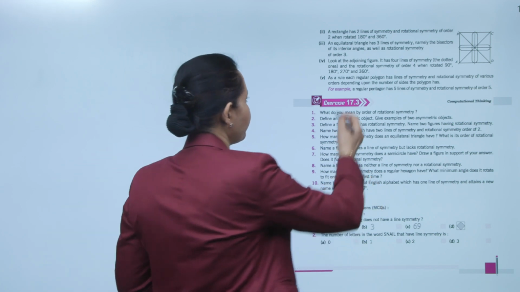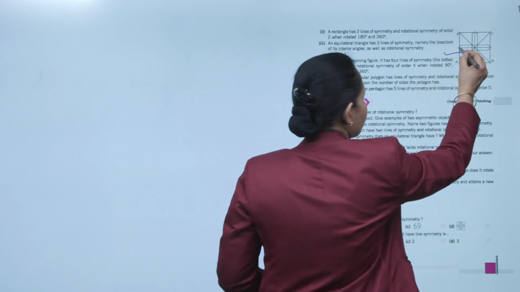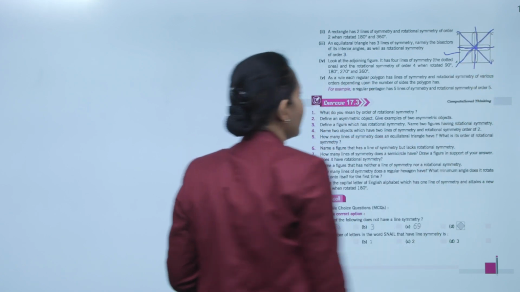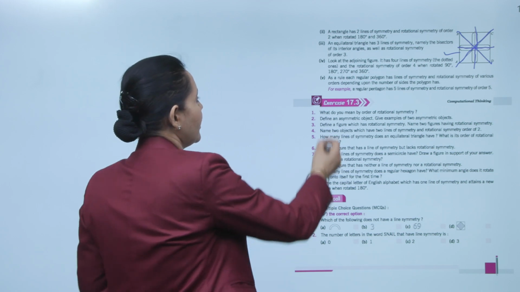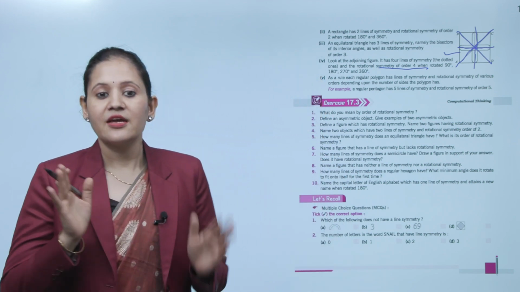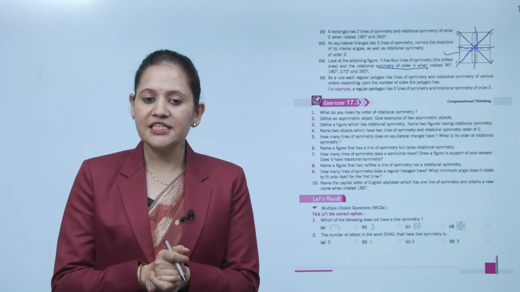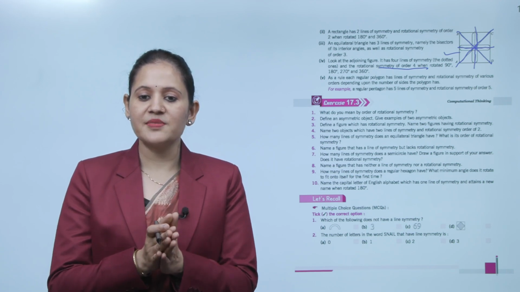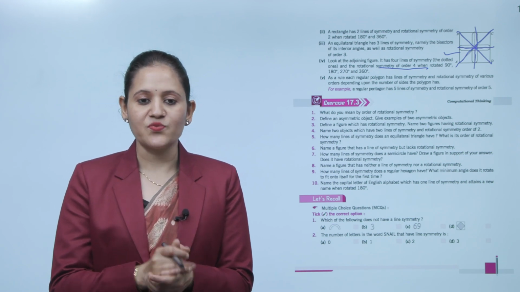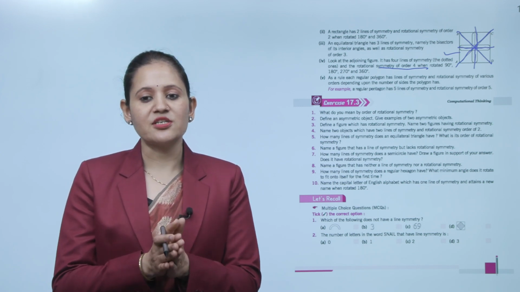In this figure, it has 4 lines of symmetry. This is the line of symmetry 1, 2, 3 and 4, and it has rotational symmetry of order 4 when rotate 90 degree, 180 degree, 270 degree and 360 degree. As the rule, each regular polygon has lines of symmetry and rotational symmetry of various order depending upon the number of sides the polygon has. For example, the regular pentagon has 5 lines of symmetry and the rotational symmetry of order 5.